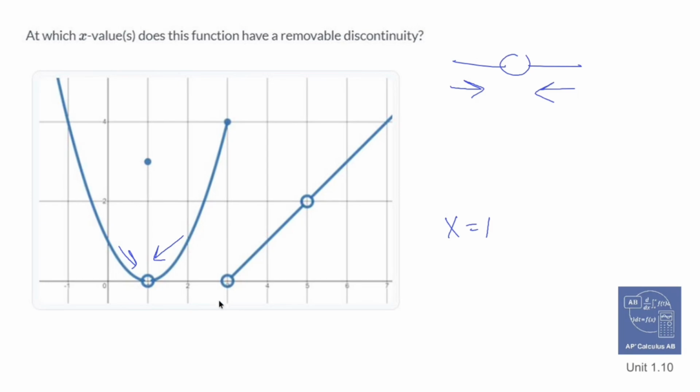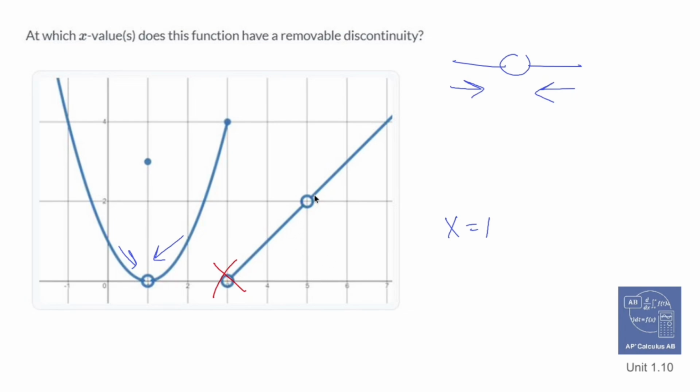Also, we have a number here at 3. Now, there appears to be a hole here at 3. There's a right-sided limit that goes to 0. However, there's no left-sided limit, which means right here, the limit does not exist.